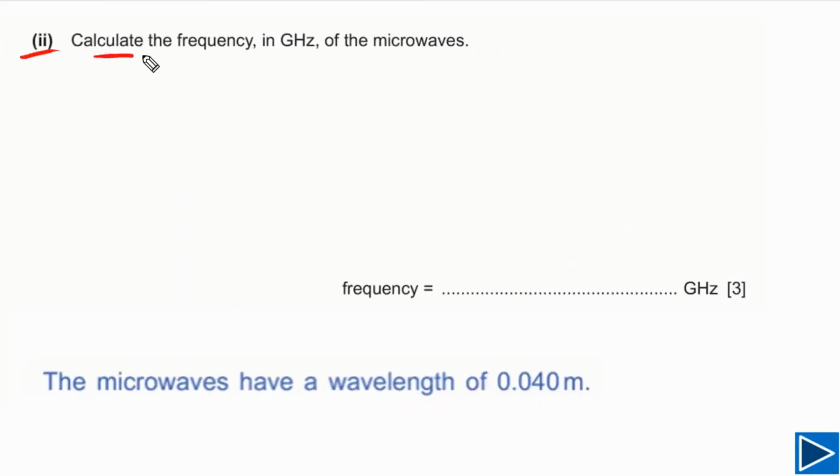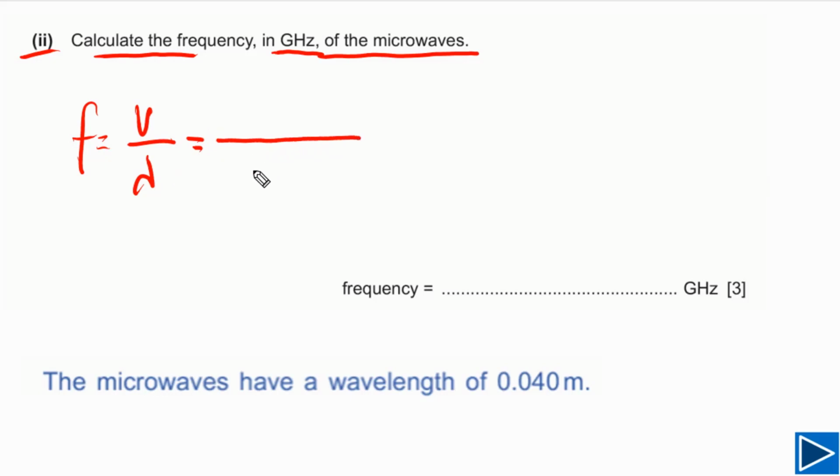For the second part, we need to calculate the frequency of the microwaves, but our answer has to be in gigahertz. Frequency of a wave is equal to the speed of the wave in the medium divided by the wavelength of the wave. In this case, the wavelength of microwaves in air is given, that is equal to 0.040 meters. This is given to us. Now the question is, what is the speed of microwaves in air?